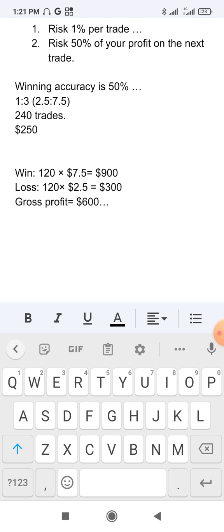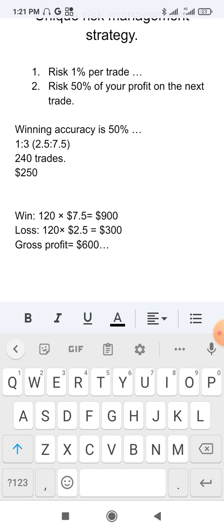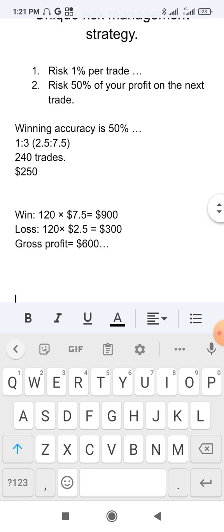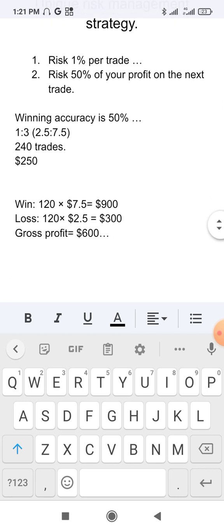But that is not even the main deal. So let's use the second perspective, the second rule, which is risk 50% of your profit on the next trade. This is a little bit technical, but it is simple. The reason I say it is technical is because we can't really predict the exact amount of reward we are going to get, but we understand that we are going to get a much better reward.